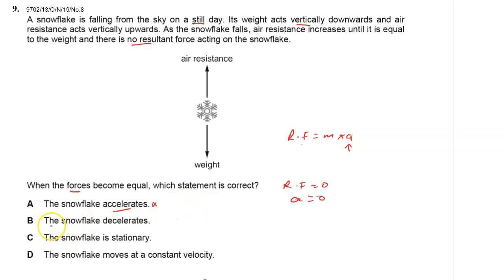The snowflake is decelerating. That is the same as acceleration. That's not correct. The snowflake is stationary. It is moving. It is not stationary. Okay. You can see, of course, it is falling down at a constant speed. The snowflake moves at a constant speed. Correct answer here is D. Very well.